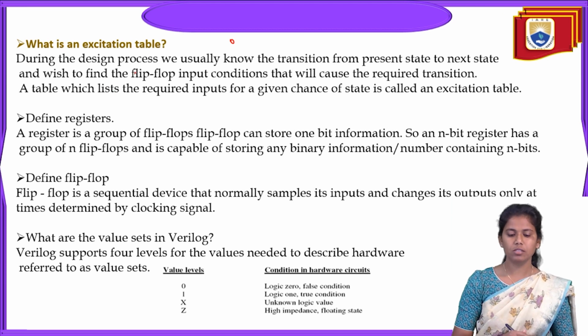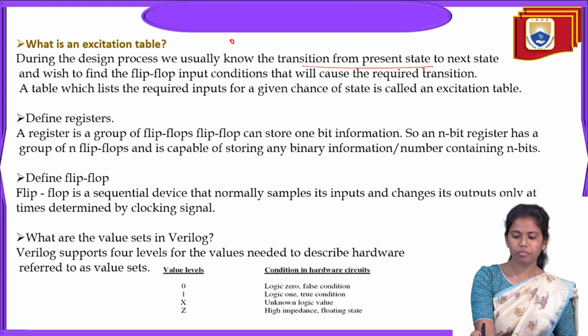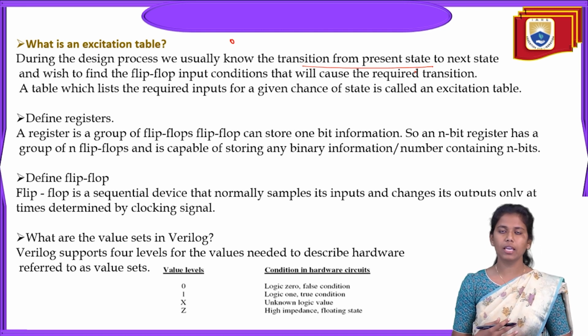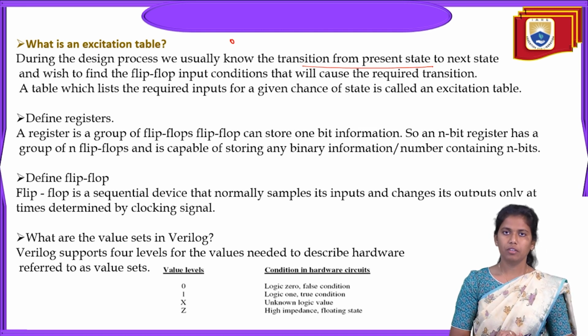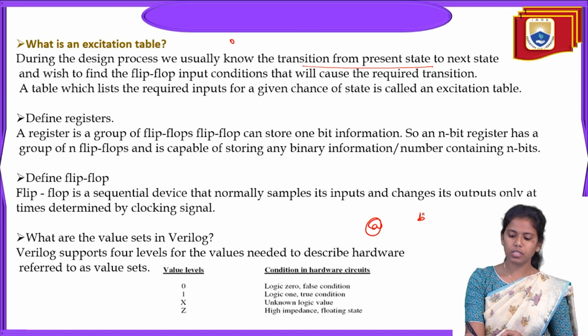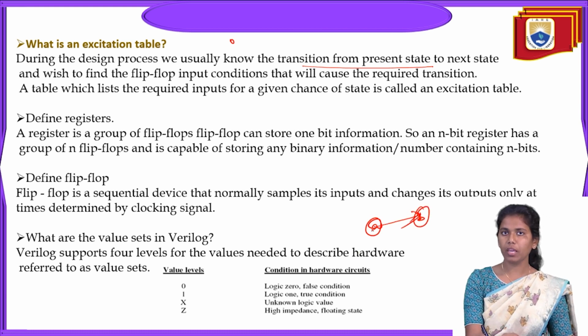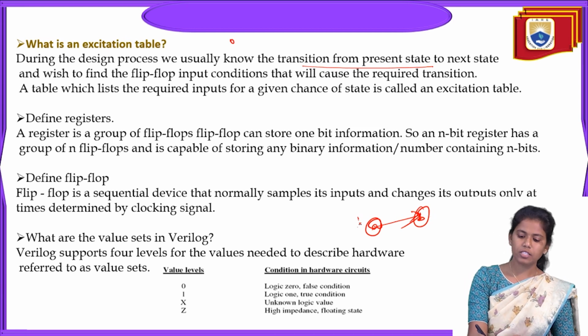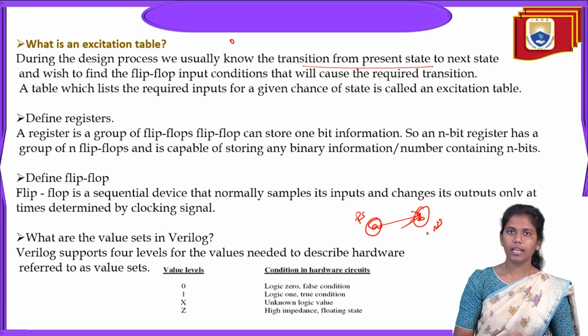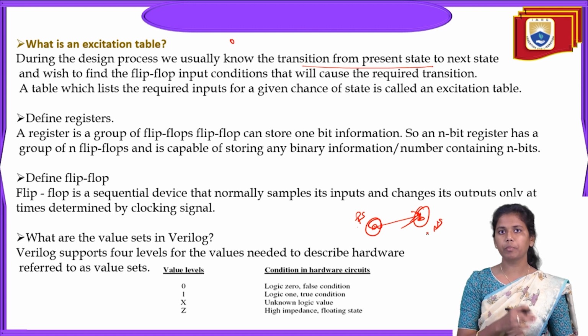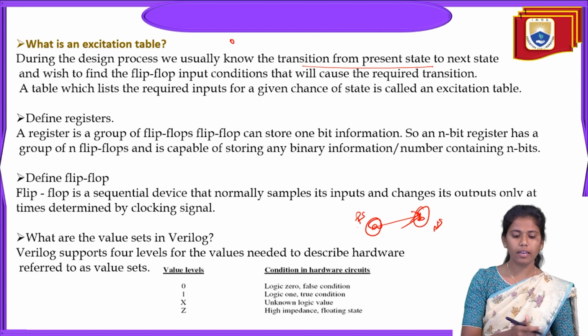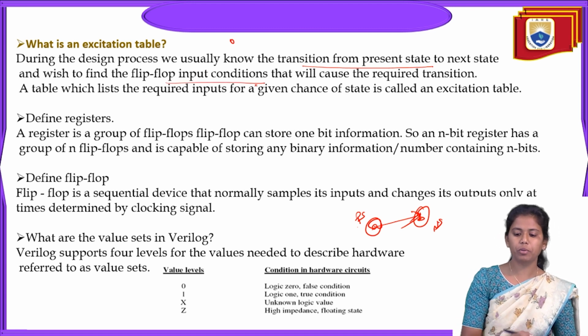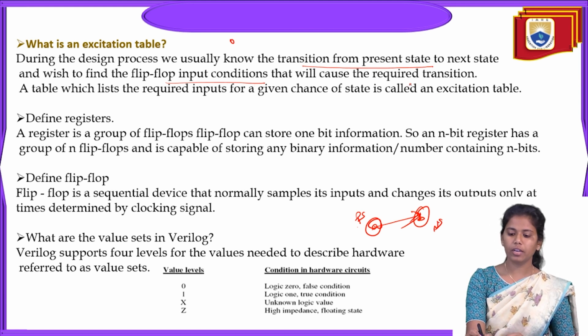During the design process, we usually know the transition from present state to next state. Obviously, in the design process, we see A and B are the two states. We see the transition happening from A to B. That is, this is the present state and this is the next state. The transition occurs from the present state to the next state, and we wish to find the flip-flop input conditions that will cause the required transition.